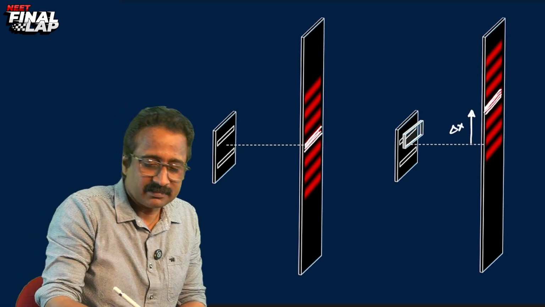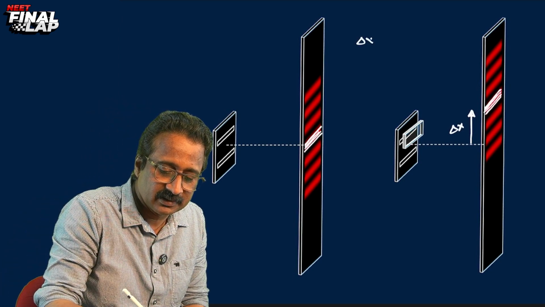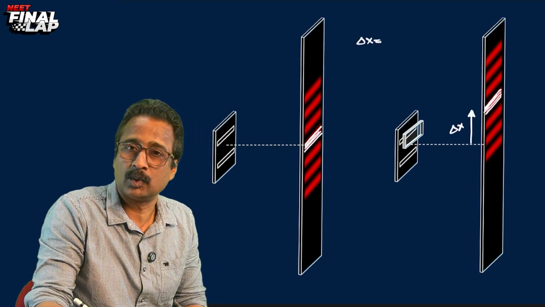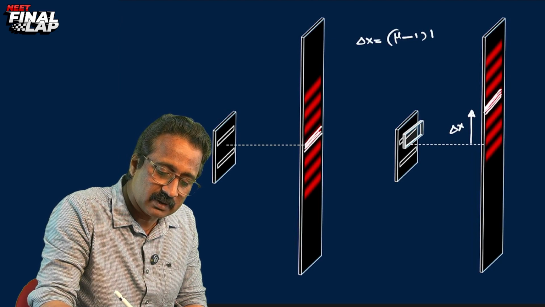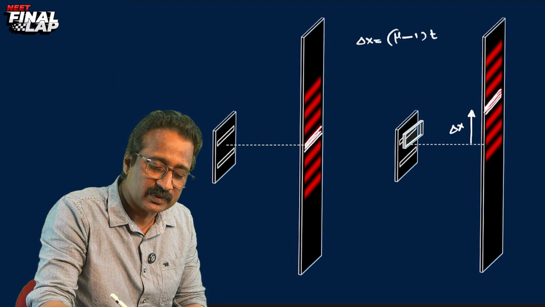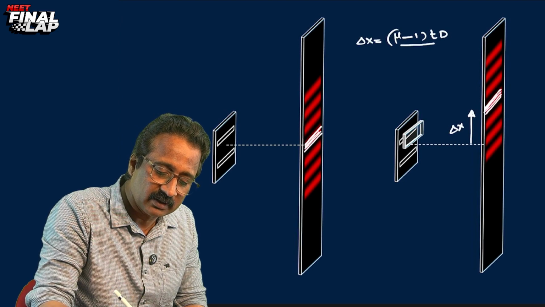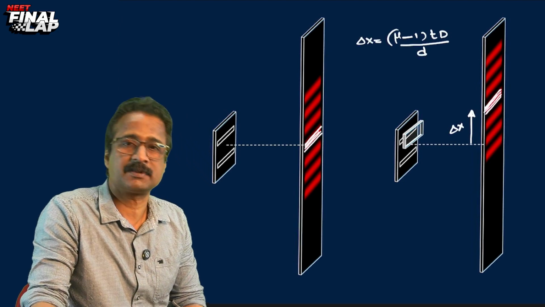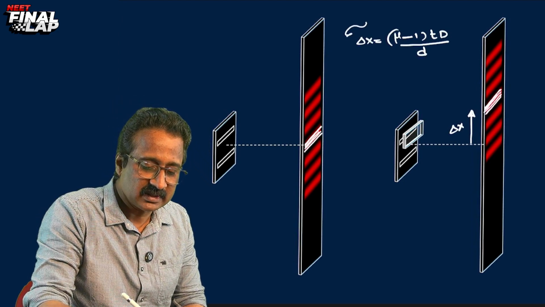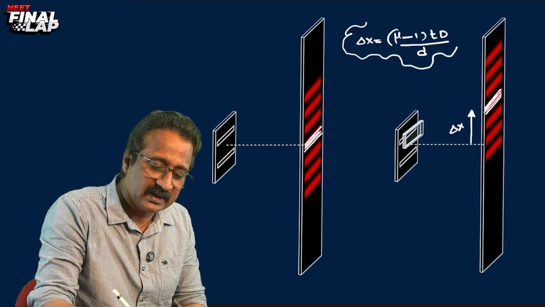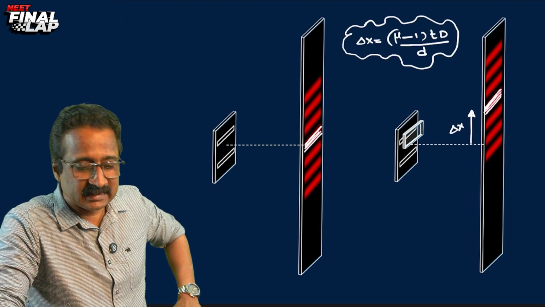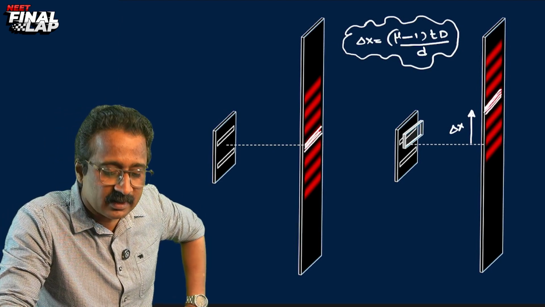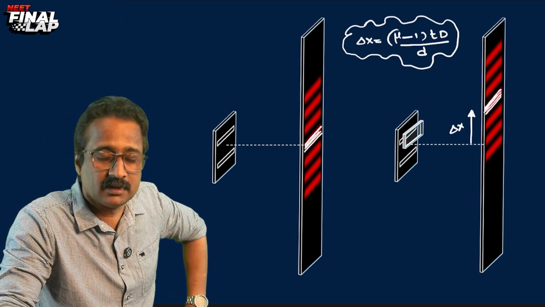I'm writing a direct equation for delta x here. You must get this equation by heart. The shift is given by, after long mathematical steps, it can be proven that it is (mu minus 1)t into capital D divided by small d. This is the expression for the shift. You must get this equation by heart because in YDSE, if a glass slab is placed in one of the slits, questions on how much shift occurs are commonly seen. So you must be aware of this equation.